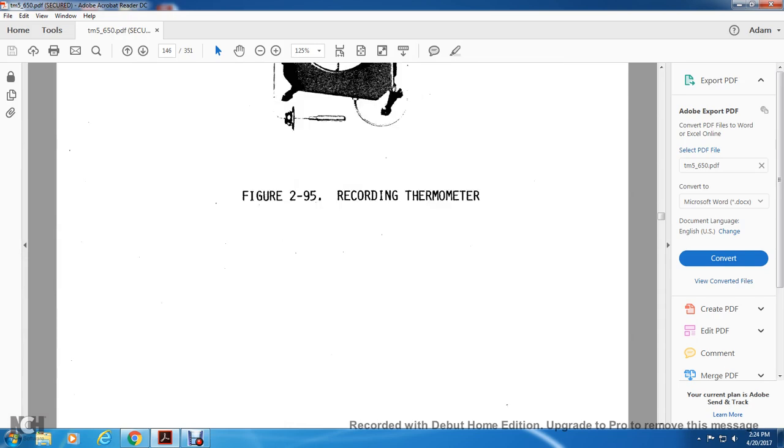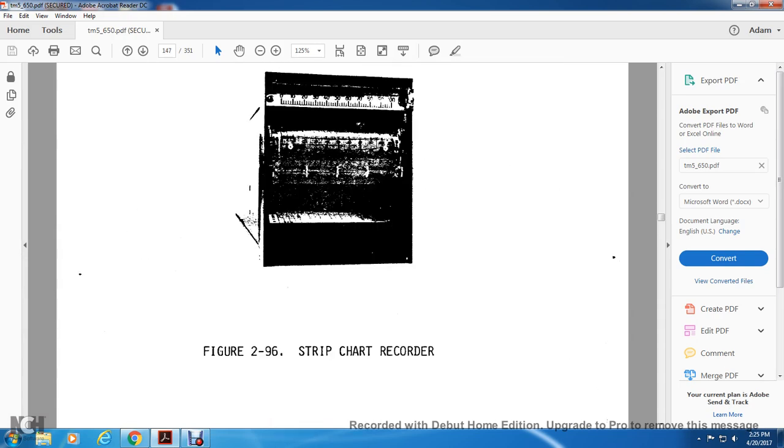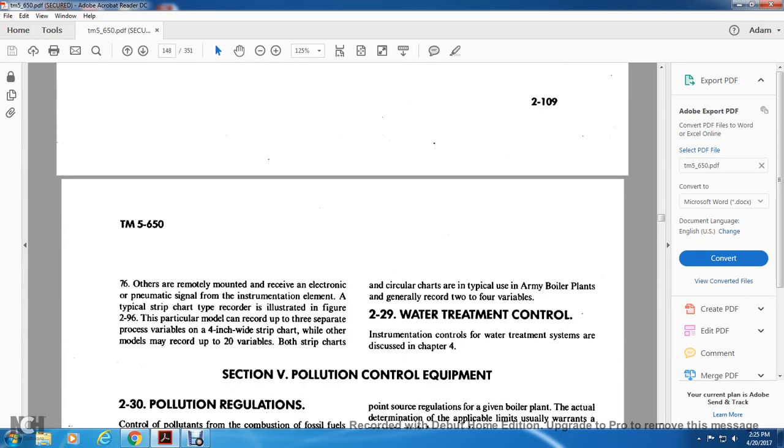295, recording thermometer. 296, strip chart recorder. Other than remotely mounted, receiving the electronic or pneumatic signal from the instrument element, a typical strip chart type of recorder is illustrated in figure 296. This particular model can record three separate process variables on a 4-inch wide strip. Other models may record up to 20 variables. Both strip charts and circular charts are typically used. Army boiler plants generally record four variables.